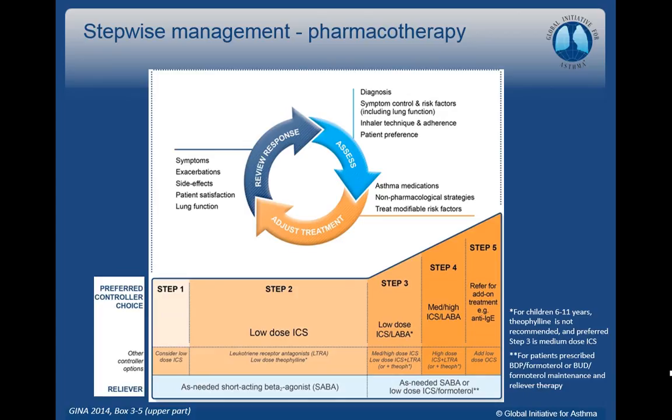So you can see here, this is so much nicer and much more simple than what I just showed you earlier. So pretty much almost everyone ends up on a low-dose steroid. There's really no good evidence for a short-acting beta agonist alone. They say from the very beginning you can consider a low-dose inhaled steroid, and then you just kind of step up from there.